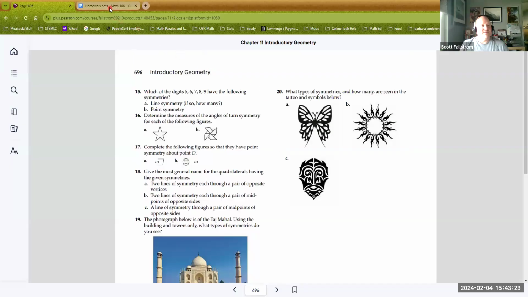Okay. And I think I did assign number 20. So this is in the tattoos and symbols. I mean, honestly, these definitely look like tattoos. So what kind of symmetries do you see in these symbols? Do you have turn symmetry? Do you have line symmetry? Maybe point symmetry. Okay, what is possible? What do you notice in these? And that wraps up the homework on 11.2.